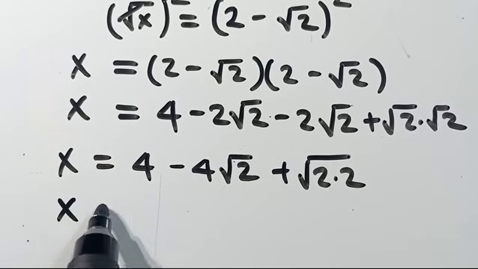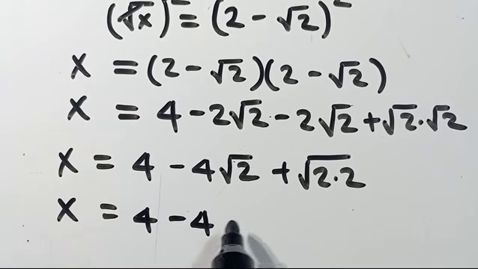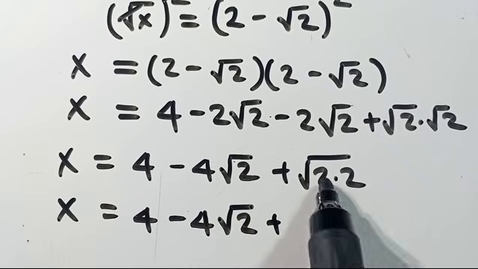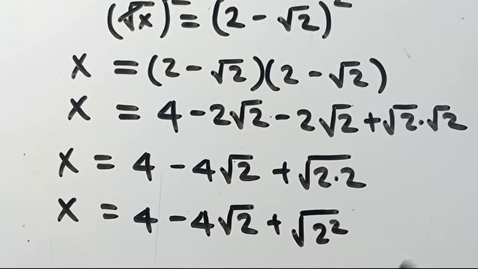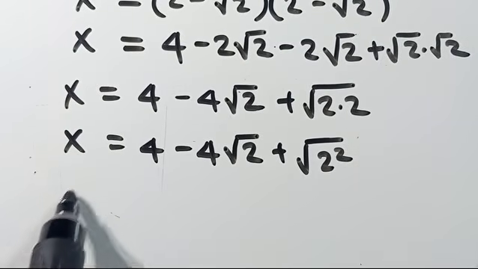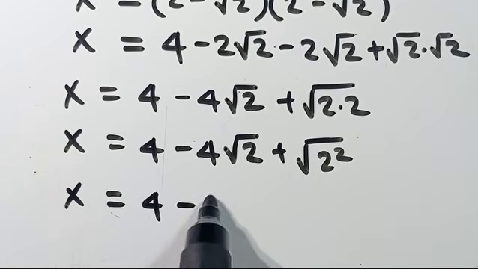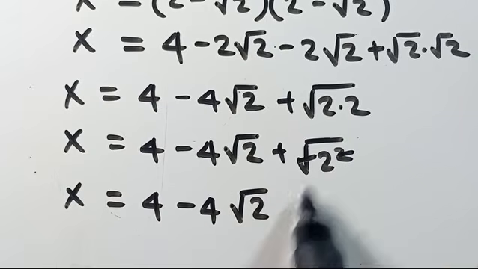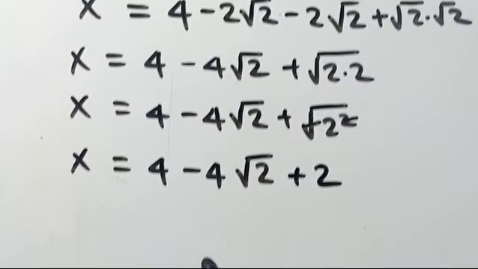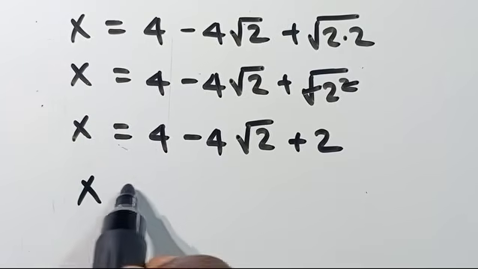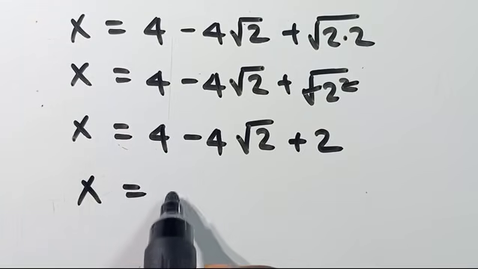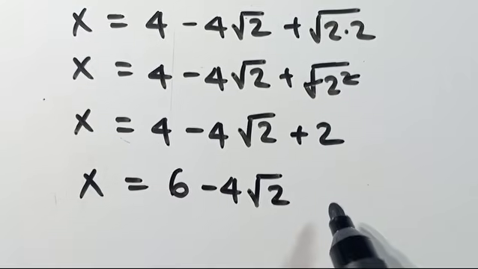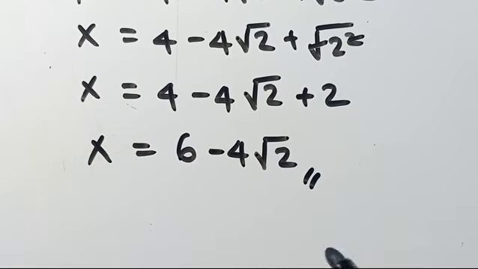We have for x 4 minus 4 multiplied by root 2. This will be plus 2 squared. We have x 4 minus 4 multiplied by root 2, plus 2. From here we have x equals 2 plus 4, 6 minus 4 multiplied by root 2. This is the first solution.